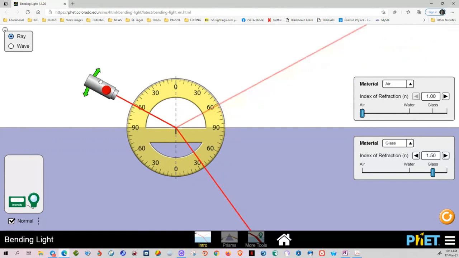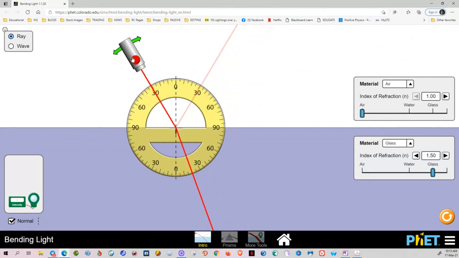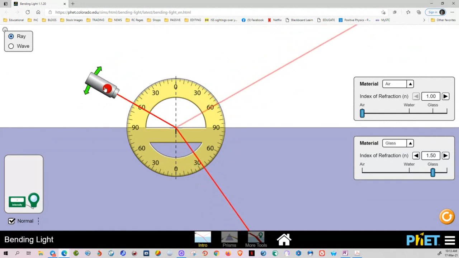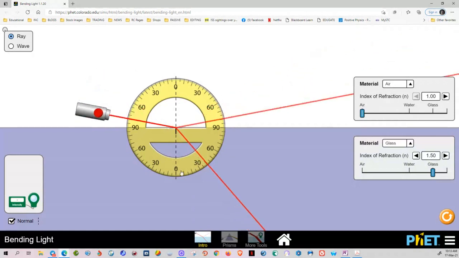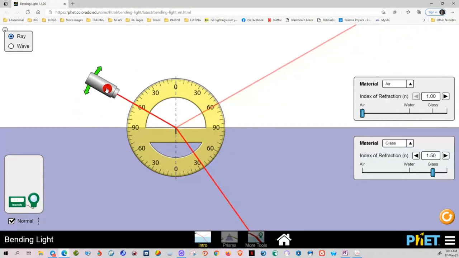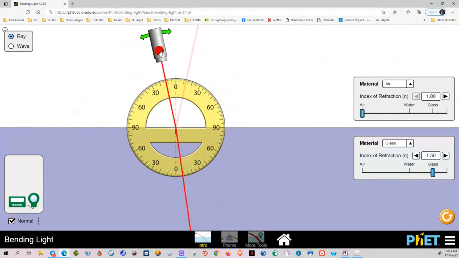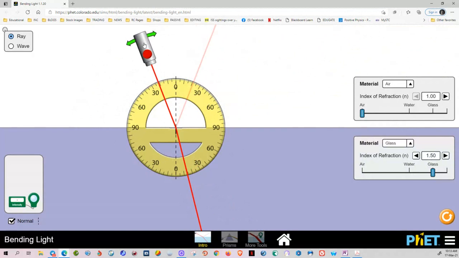And from here, just shine the light at 30, 45, and 60. And then you take the reading. Let's say, for example, I will use 20 degrees, for example only. And then take a reading.